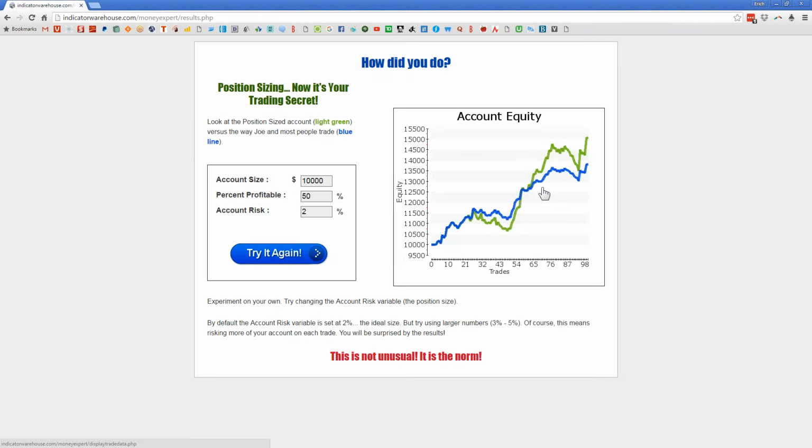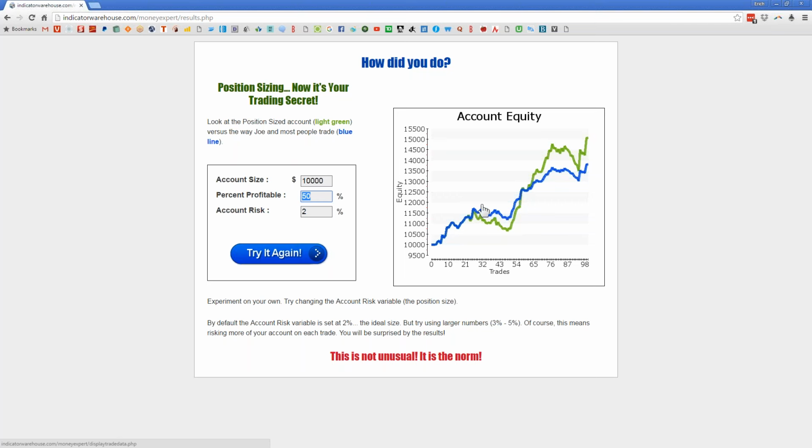Okay, so here's, oh, I like this. This is very realistic. So here's Joe's curve. He starts with 10,000. He ends with about 13,500, just shy of 14,000. Ours is the green line. The blue line is a single contract. We're position sizing here. So we're adding contracts as our account allows, but never risking more than 2%. And remember, this is only a 50-50 system.